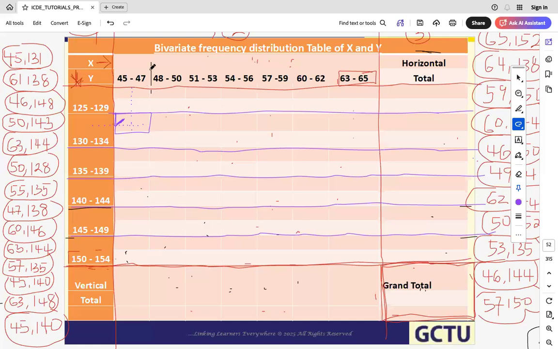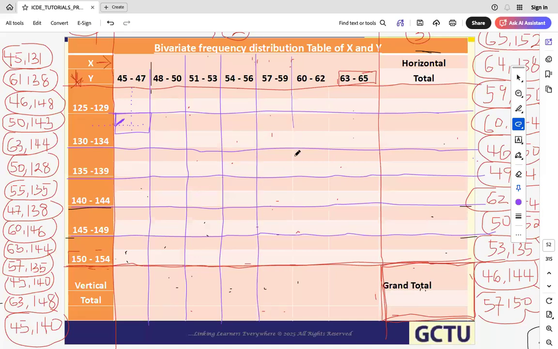So in the same manner, 45 to 47, we move this way. 45 to 50, we move same way. 51 to 53, we just want to make sure that all the cells are standing out. There is no intersection. 57 to 59, 60 to 62, and then 63 to 65. So we've done the first one.